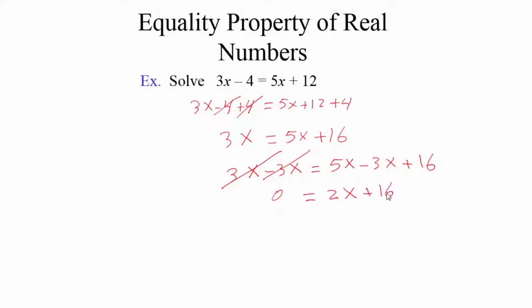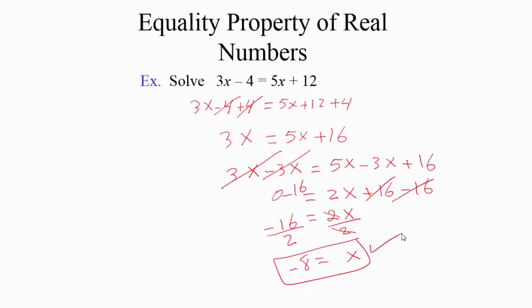Okay. Now subtract the 16 from both sides. So minus 16 here, minus 16 here. So 0 minus 16 is minus 16. Plus 16 and minus 16 cancel. So 2x equal minus 16. Divide both sides by 2. The equation still remains. So 2 and 2 would cancel. So you have x equals minus 16 divided by 2, which is minus 8. That's the answer to this equation.